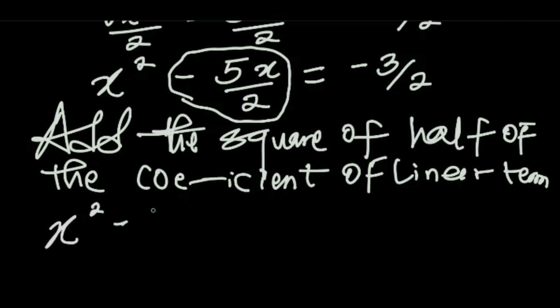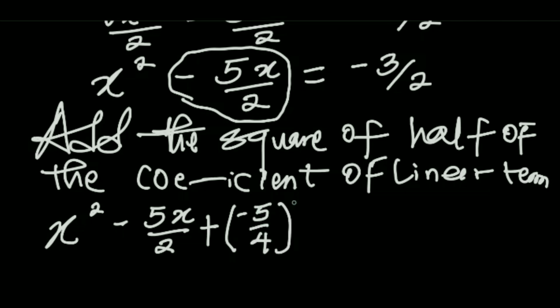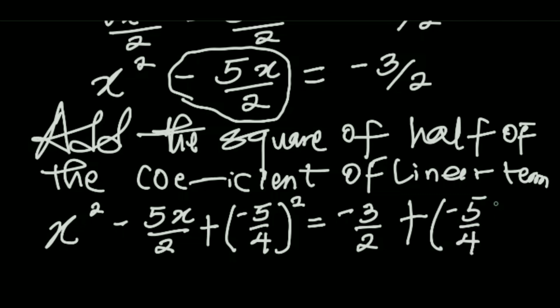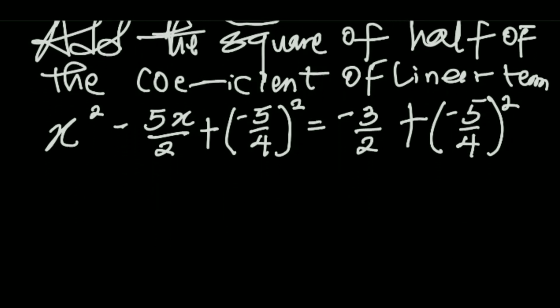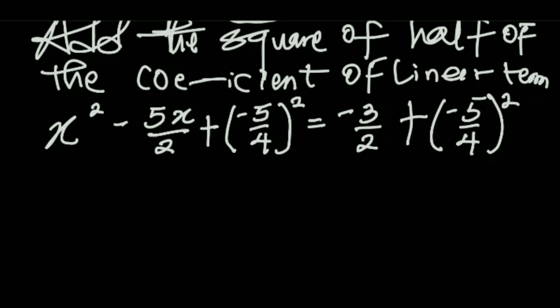So, we add, this is x squared minus 5x over 2 plus the expression you are adding, which is minus 5 over 4 all squared equals minus 3 over 2. Now, because we are dealing with an equation, whatever you add to the left-hand side to make it a perfect square, then you add it to the right-hand side too. So, plus, in brackets, minus 5 over 4 raised to power 2. And so, at this point, we simplify what we have on the right-hand side, and then we factorize what we have on the left-hand side.